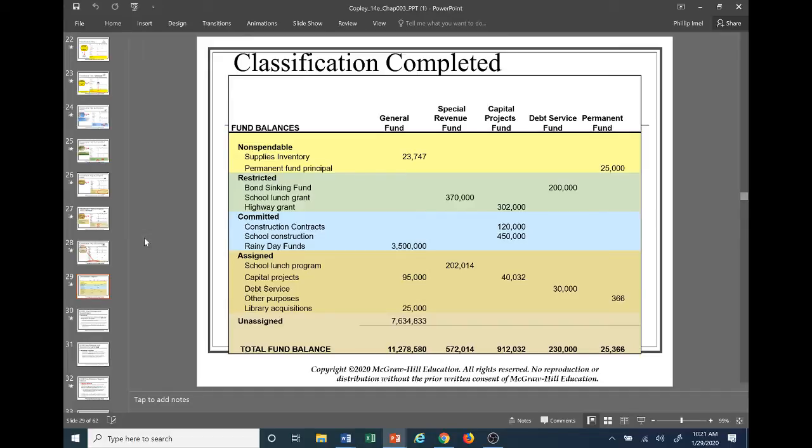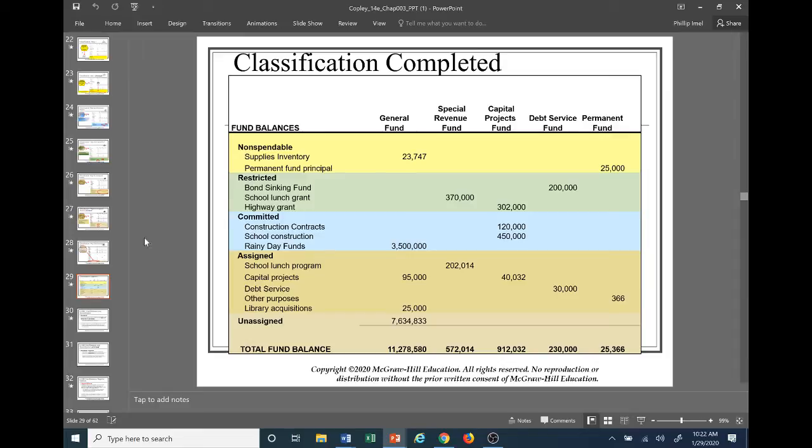So if you see supplies inventory, remember it was $23,747. The permanent fund principal, $25,000. Bond sinking fund, $370 for special revenue, or $200 for debt service, I'm sorry. So this is verbatim just what we just did. I'm not going to go back through all of it. We just built all these, right? You recall the steps we did. So this is just the main thing. This is what it's going to look like when it's done, the bottom portion of it.